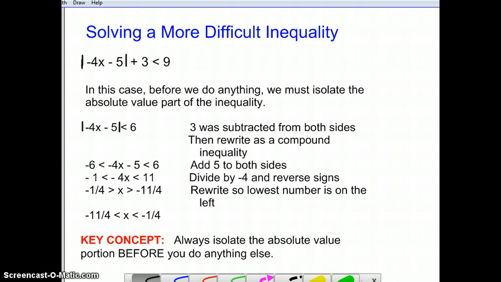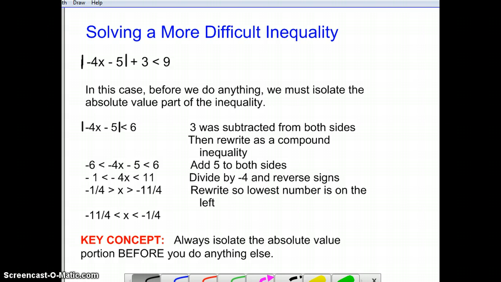I'm going to rewrite this because it's a less than. It's a compound inequality. So we're going to have negative 6 is less than negative 4x minus 5 is less than 6. I have to add 5 to all sides, not both sides, all sides here. And when I do that, I get negative 1 is less than negative 4x is less than 11.